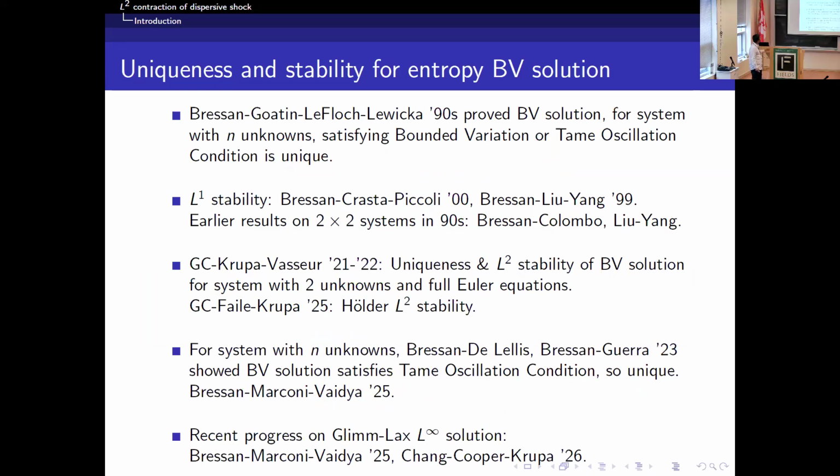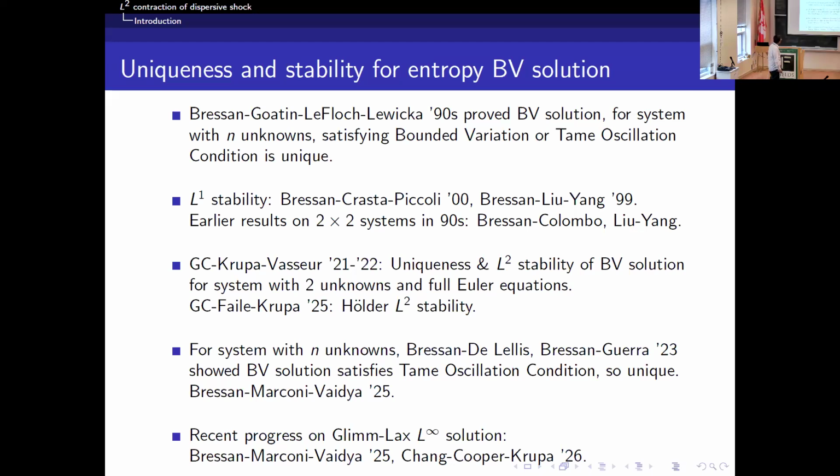The breakthrough happened in the 1990s by Alberto and others, at least four works together: Bressan, Goatin, Bressan, LeFloch 1, Bressan, LeFloch 2, and Bressan, Lewicka. They can prove the solution is unique if some conditions are satisfied. Two of them: either the bounded variation condition, which means the solution has bounded total variation on each time-like curve, not only at each time, or the tame oscillation condition. That one is a little bit harder to explain.